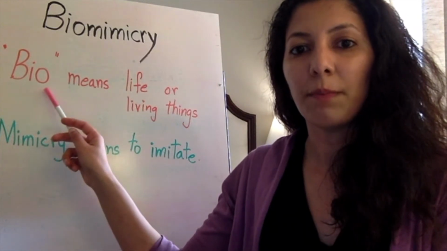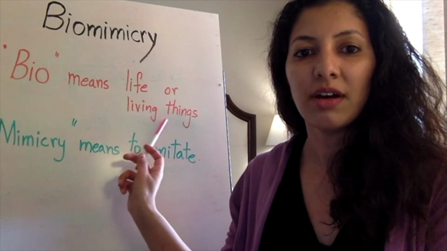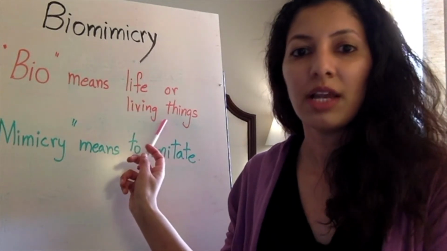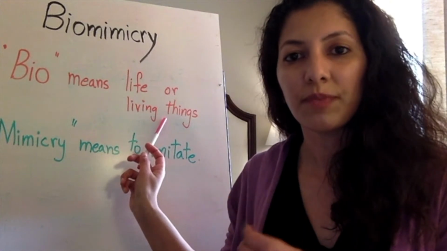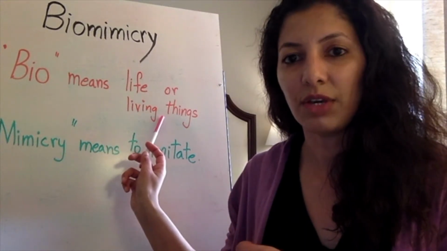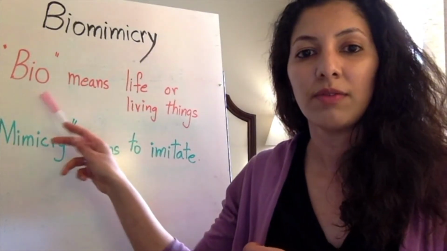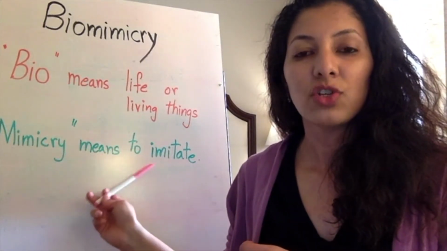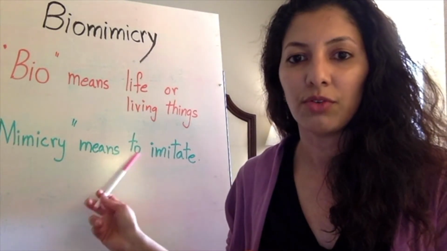When we break it down, bio, what does that mean? Bio means life or living things. Living things means plants, animals, human beings, anything that's living on earth. You can call it bio, right? Mimicry means to imitate. To imitate means to copy someone or something, right?